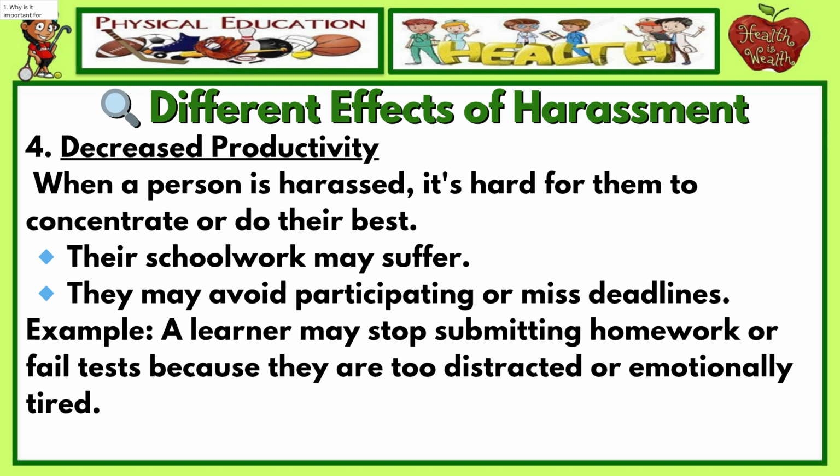4. Decreased productivity. When a person is harassed, it's hard for them to concentrate or do their best. Their schoolwork may suffer. They may avoid participating or miss deadlines. Example: a learner may stop submitting homework or fail tests because they are too distracted or emotionally tired.